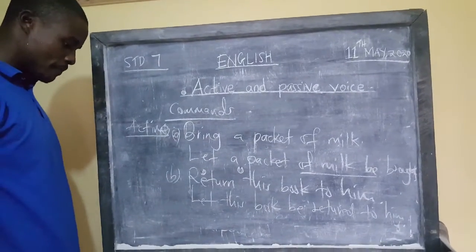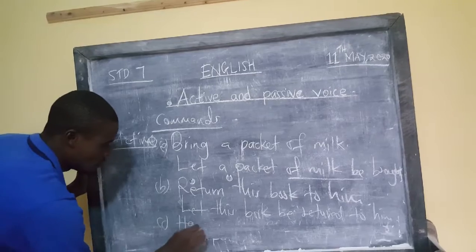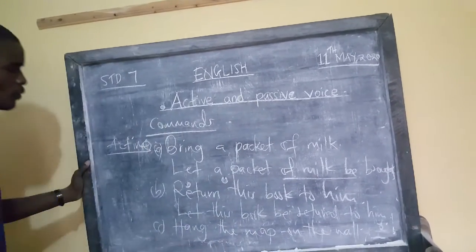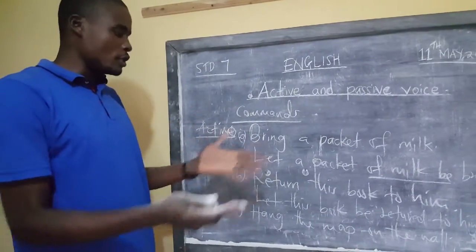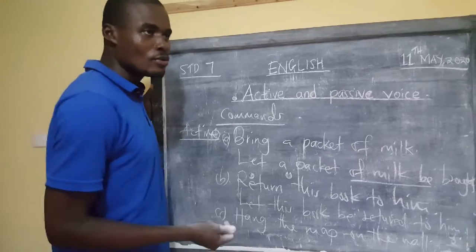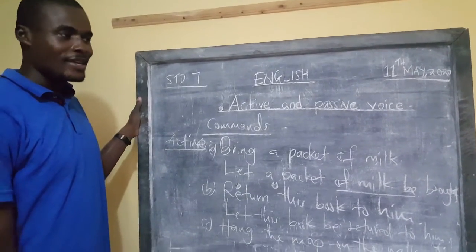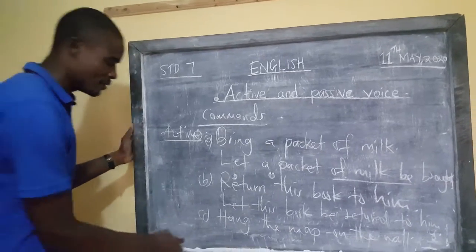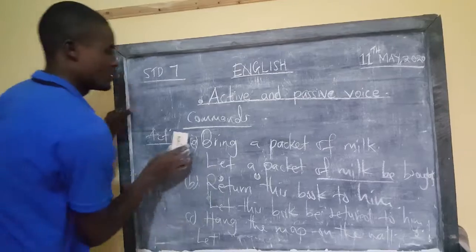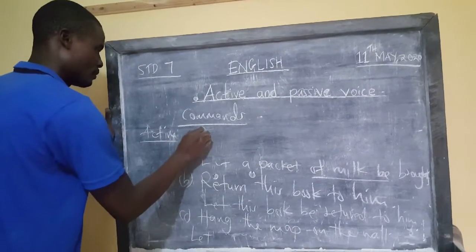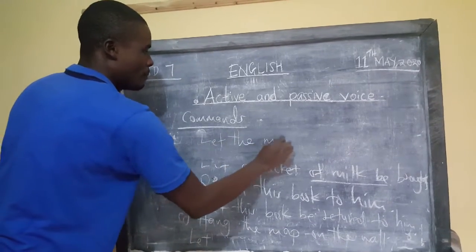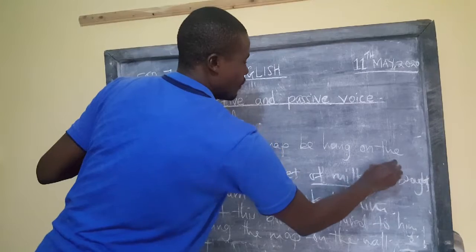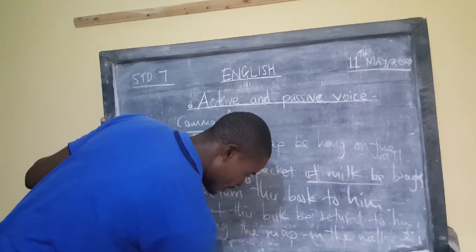Last example: hang the map on the wall. That's a very good command. You have no obligation but to do it because it's a command. Somebody's commanding you to do. Like teachers commanding in school: go out. You can't answer that. You have to do whatever the teacher said. So, hang the map on the wall. You'll say, let the map be hung. The space there is small, let me write up here. Let the map be hung on the wall.